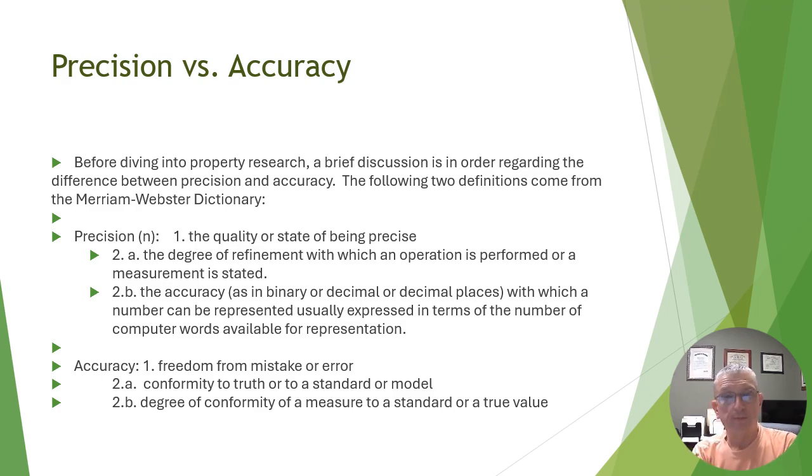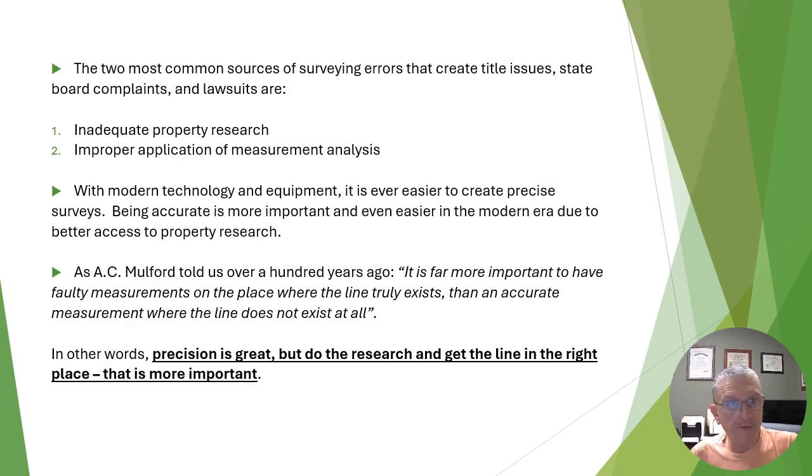Accuracy, though, is more important in the boundary survey world. One thing I would point out is measurements point us to the corners. The corners themselves control regardless of the measurements. That is a long-standing doctrine that we will get into later. One thing I like here is, according to the Merriam-Webster dictionary, accuracy is 1, the freedom from mistake or error, 2a, conformity to truth or to a standard or model, or 2b, degree of conformity of a measure to a standard or a true value.